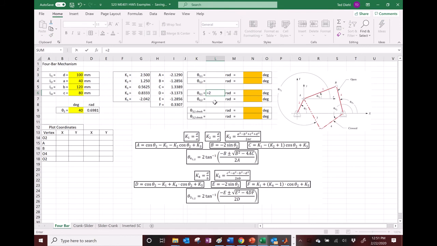All right. So 2 times arctan of the quantity of negative capital B, plus the first time, square root of B squared minus 4 times A times C, close the quantity for the square root, close the quantity for the numerator, divided by 2 times A. Close the denominator, close the tangent, boom. Let's see what those are in degrees.